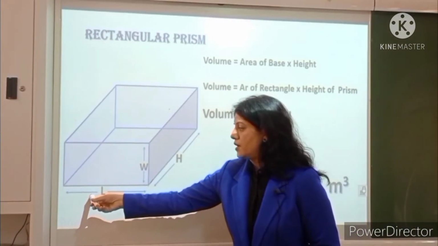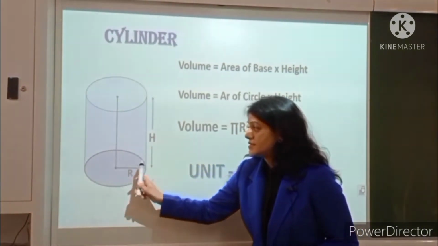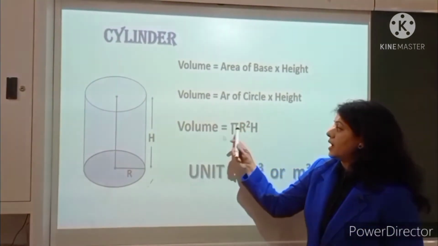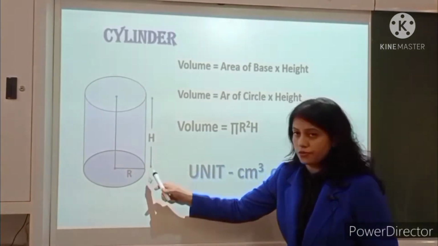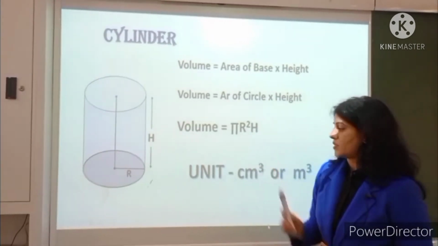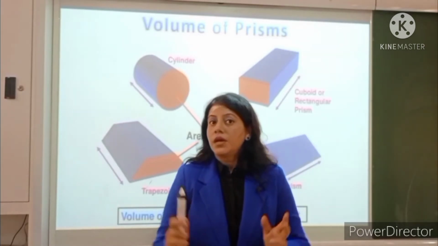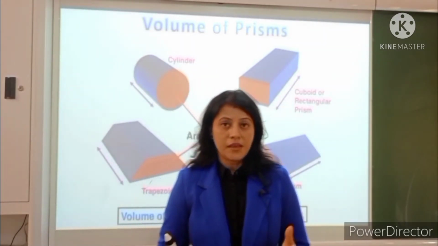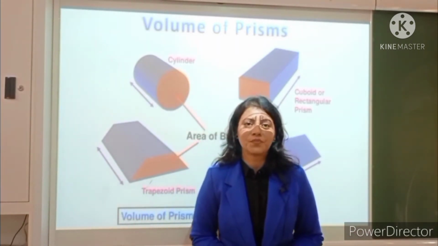Now, let's find out the volume of a cylinder. Since the base of the cylinder is a circle, the area of the circle is pi r squared, and the distance it got extended is the height of the cylinder. Therefore, the volume of the cylinder is pi times r squared times height, and the unit for this is centimeter cubed or meter cubed. Now, in this way we can find out the volume of many other 3D shapes, like the triangular prism, the trapezoidal prism, etc.